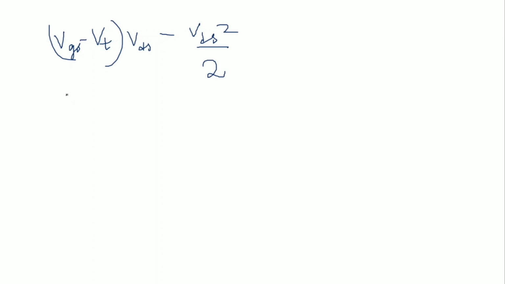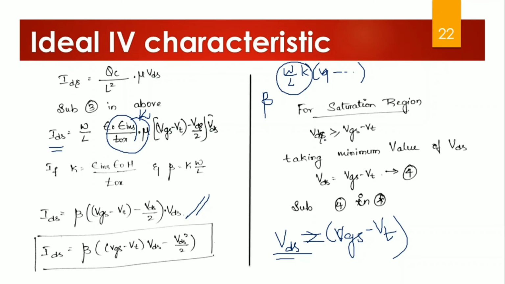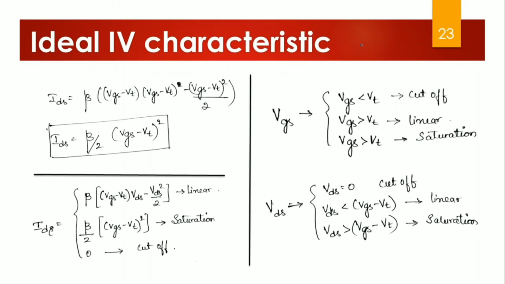What is the value of VDS? It is VGS minus VT. Therefore, here it becomes VGS minus VT whole square minus VDS square divided by 2. Sorry, it is again VGS minus VT square divided by 2. Now it is 1 minus 1 by 2, which is half times of VGS minus VT whole square. So at saturation point, you have IDS is equal to beta by 2 into VGS minus VT whole square.